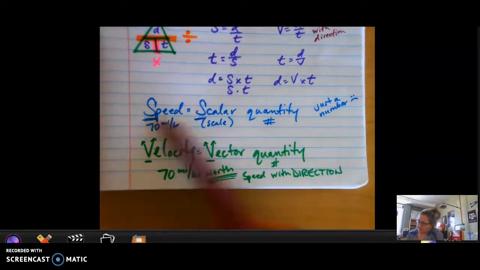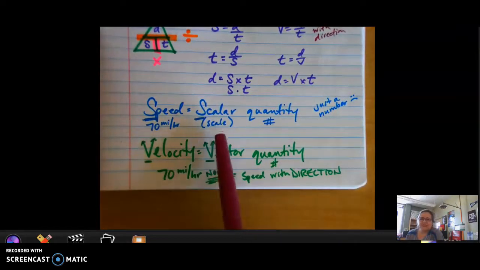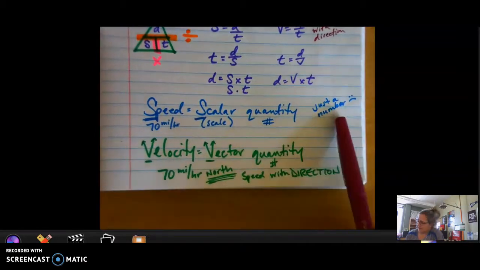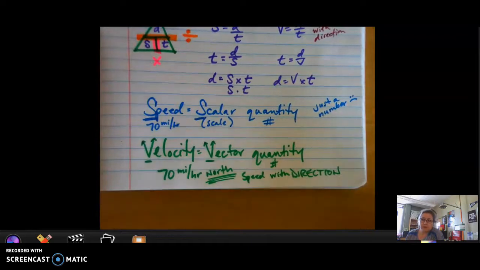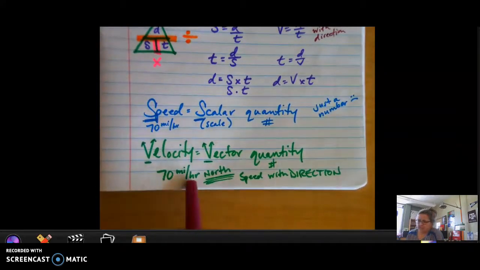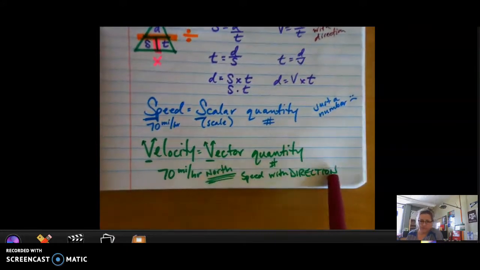Speed is what's known as a scalar quantity. Notice they both start with S. It means it's just a number. It's a number scale. Whoop-de-whoop. If you say I'm going 70 miles per hour, where are you going? That's the important part. That's why we use velocity if we can, because velocity is better. 70 miles per hour north is much more informative than just 70 miles per hour. So that's speed with direction.